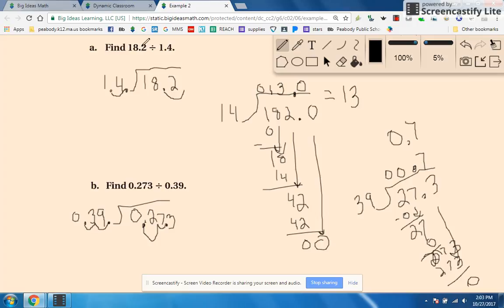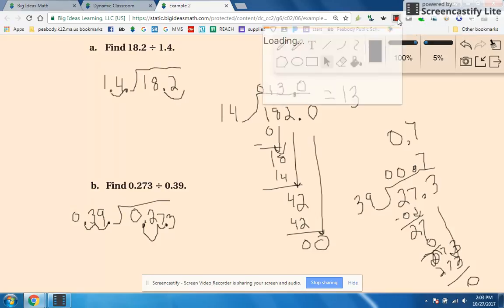So the first number goes on the inside no matter what. Second number goes on the outside no matter what. If that outside number, that divisor, has a decimal, you need to move it to the right to get rid of it. However many loops it takes, you have to do the same amount of loops on the inside, and then you're ready to go.